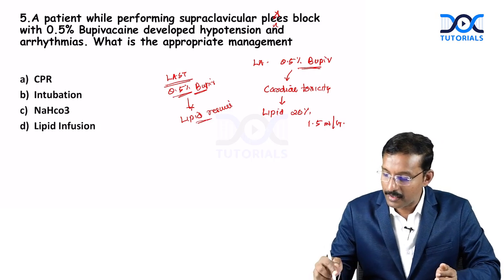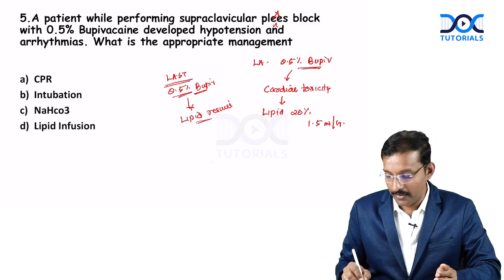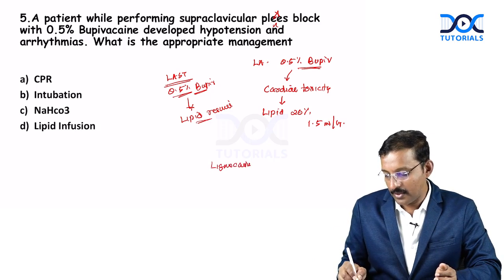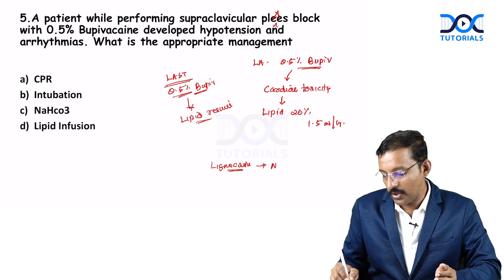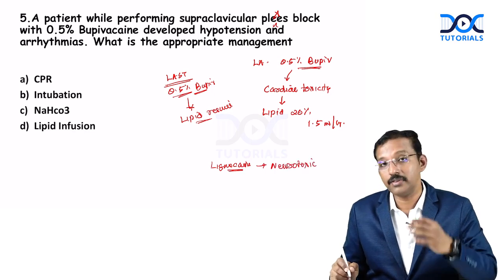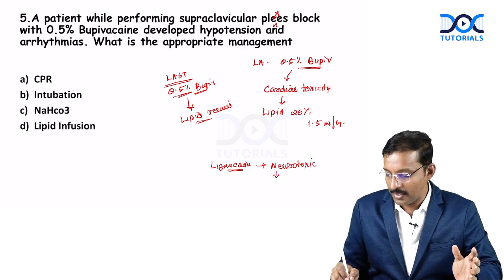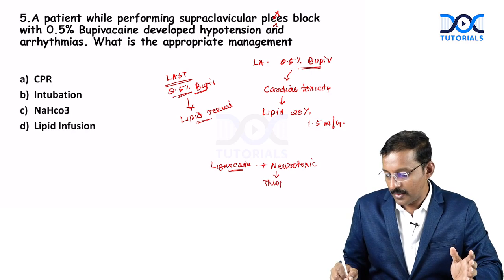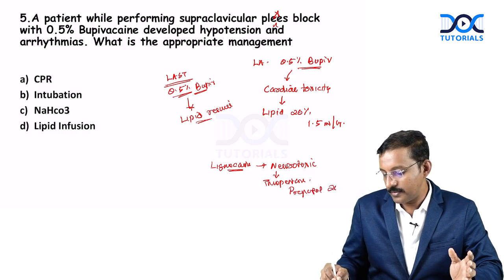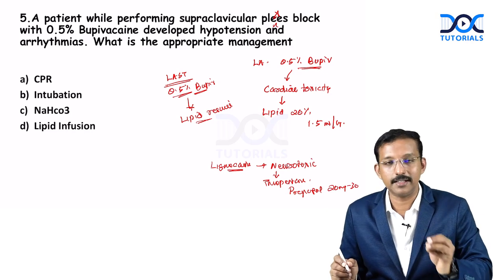Now, at this juncture, I hope all of you will remember that if this was happening with lignocaine, which is actually a neurotoxic agent, in that case we would have been thinking about something else, not intralipid. In this case, we will be thinking about thiopentone as an antidote, or even propofol, a small dose of 20 to 30 milligrams in the initial stages.